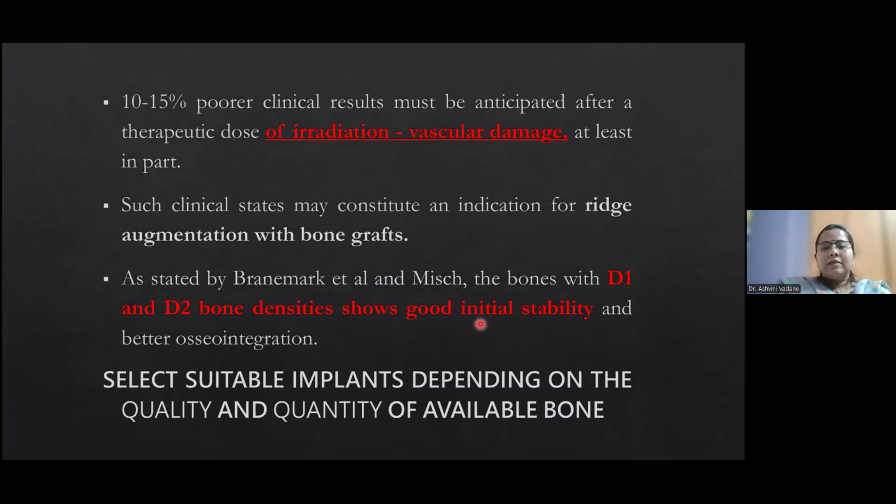Such clinical states may constitute an indication for ridge augmentation with bone grafts. So in such cases, first of all, we have to do the bone augmentation, ridge augmentation with the bone grafts, and then we can proceed. Then we have to select the suitable implants depending on the quality and quantity of the available bone.